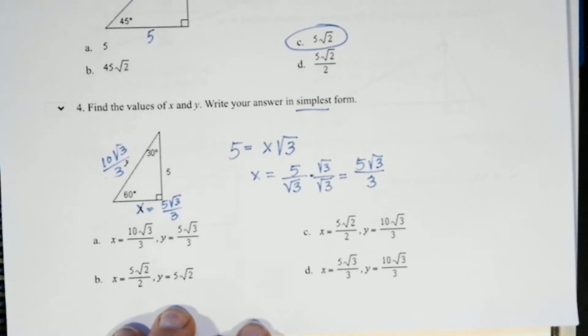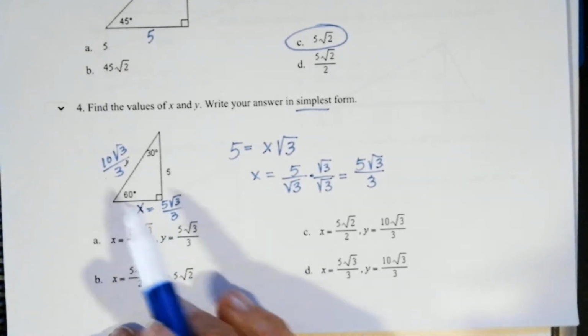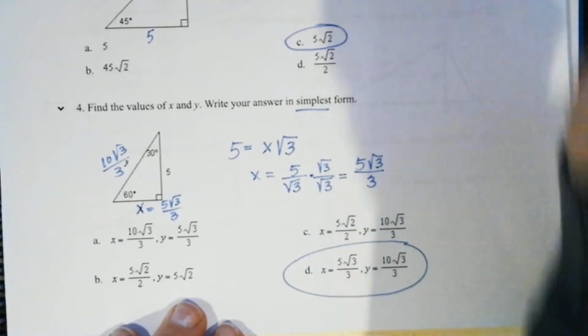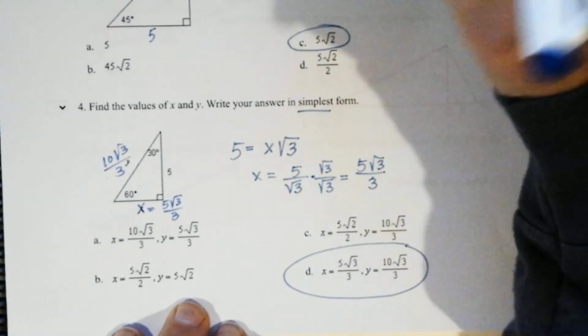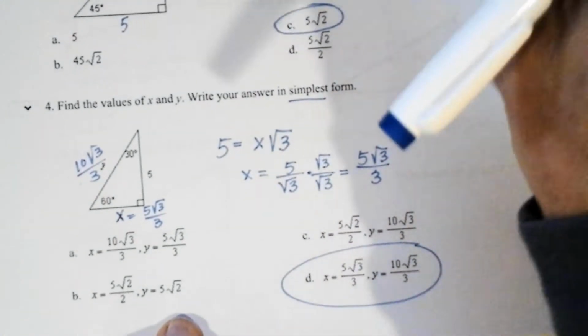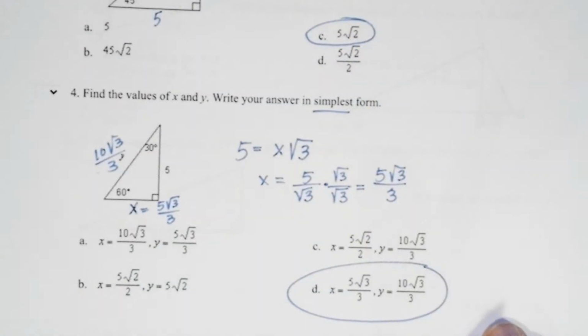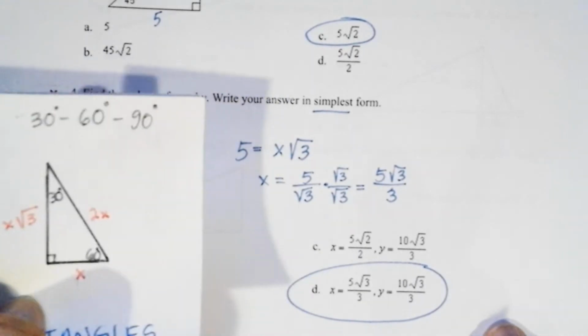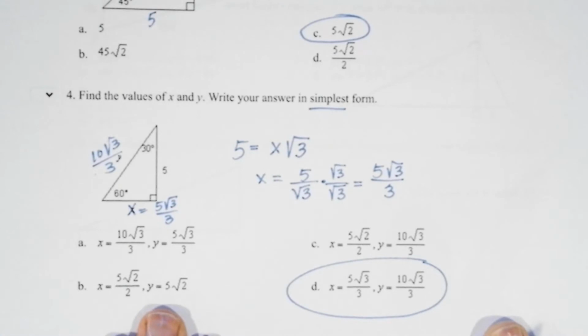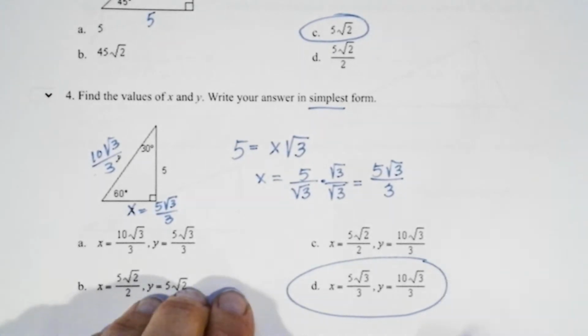So now I need to find x equals 5 root 3 over 3 and y equals, so it looks like this one. Again, you don't have to do all the work for that. You just need your special right triangle pattern to remember that. And we've been practicing it now for a few weeks. So hopefully by now it's sunk in.